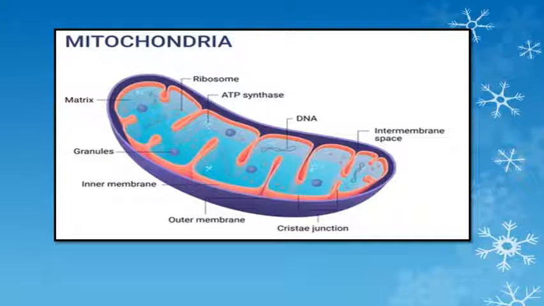The outer membrane is made up of a protein known as porins. You can see the inner membrane also, and the space between the inner membrane and the outer membrane is known as the intermembrane space. You can see this clearly in the picture. Now the inner membrane is deeply folded and these folds are called cristae.